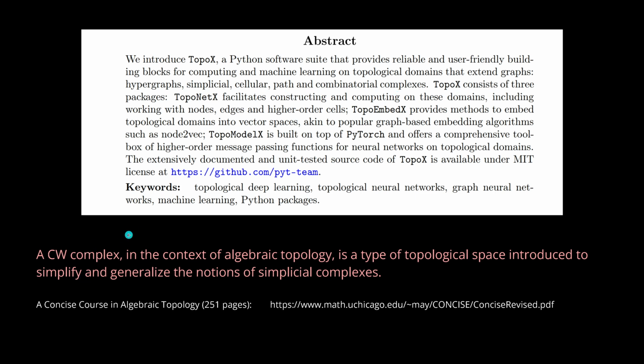CW complex, I talked about this very shortly in my last video, but we are here in algebraic topology. Now, algebraic topology, a beautiful branch of mathematics. If you want to learn more about it, there's a free book I would recommend, Concise Course in Algebraic Topology, 250 pages from the University of Chicago. And here you have the PDF link if you want to have a deep dive. But I guess you need a month for this book. But it depends on your mathematical skills.